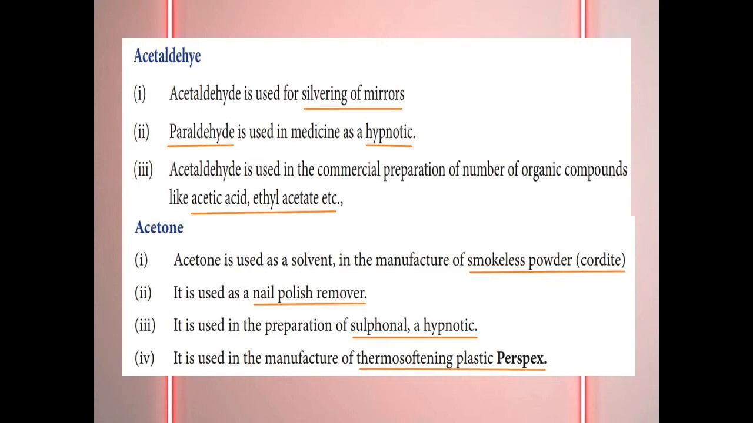Acetaldehyde is used in silvering of mirrors, and paraldehyde is one of the polymerization products of acetaldehyde. It is used as a hypnotic. What is hypnotic? Sleep-inducing medicine. Third, it is used in the preparation of many organic compounds like acetic acid and ethyl acetate. The next one, acetone, is used in smokeless powder named cordite, and nail polish remover. Sulfonal is known as a hypnotic. What is hypnotic? Sleep inducing. The next one, a thermosoftening plastic, is called Perspex.